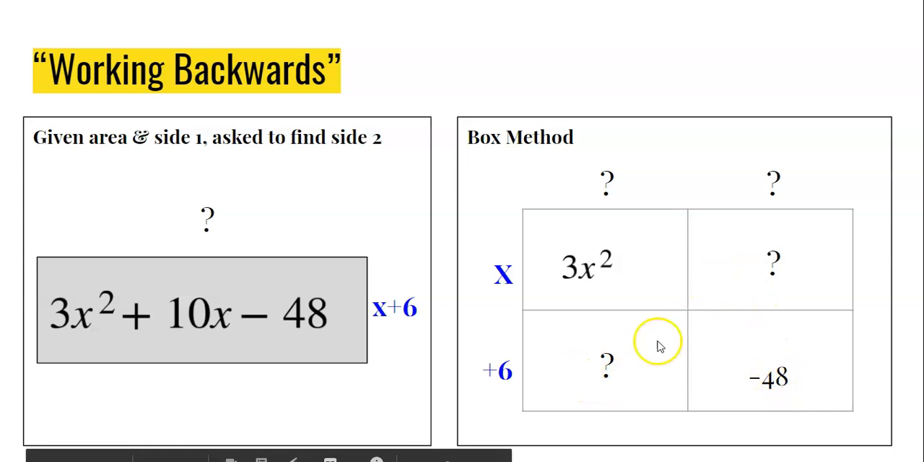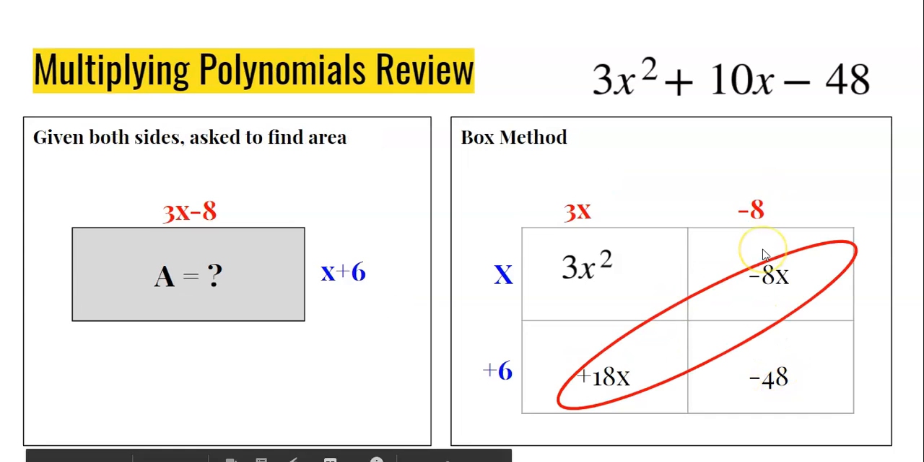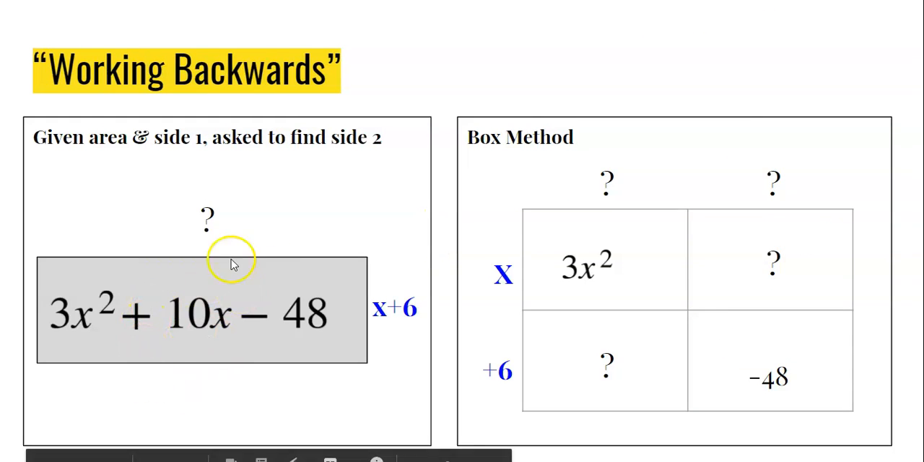Now, what I don't know inside my box are my diagonals. These are the ones I'm going to combine like terms with to get my second term. So to get my 10x, well, it depends on what these two add or subtract to. So I don't know it. So during class, we're going to figure out how to work backwards and how to figure out all these question marks by working backwards.